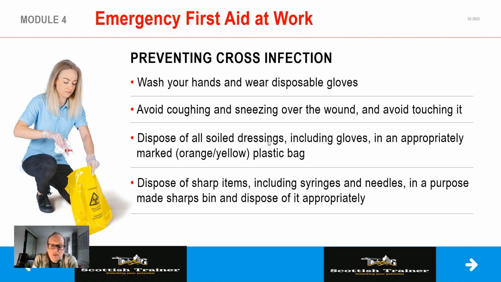After we're finished, we dispose of all the soiled dressings. Any needles that may have been used, we dispose of them as well. And remember, these don't go in the general waste bins. Your local pharmacy or health centre will be able to take them from you.